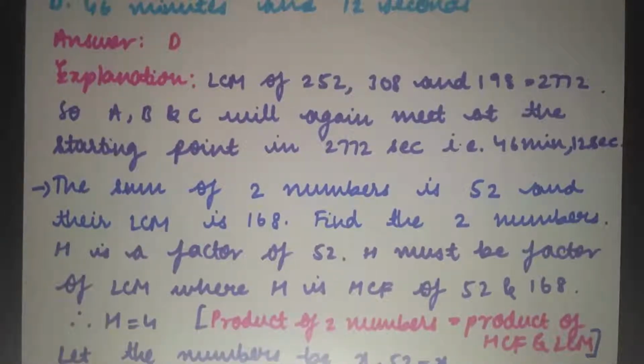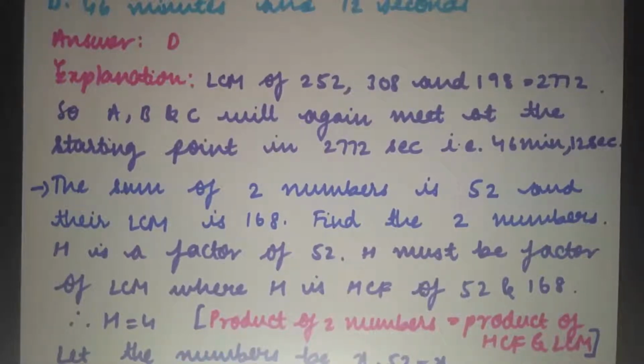The sum of two numbers is 58 and their LCM is 168. Find the two numbers. It's a basic rule or property of HCF: the sum of two numbers has a factor of the HCF of the two numbers. That is, if we have the HCF of two numbers, it's going to be a factor of the two numbers. So let's say H is a factor of the two numbers given, so H will be a factor of 52.